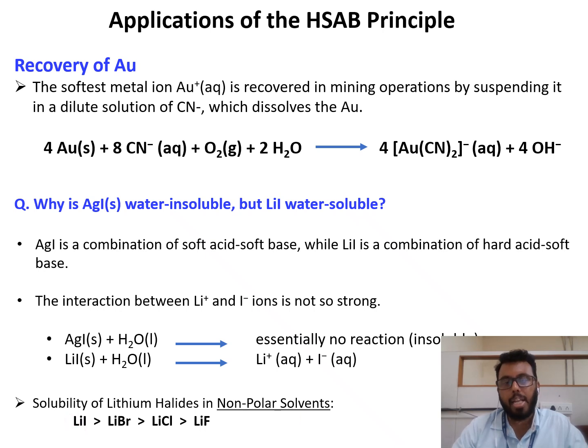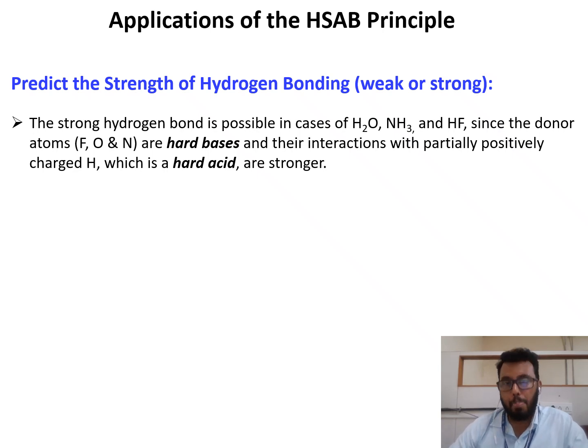So their reactivity or solubility follows the other way, from bottom to the top. Now, applications of the SAP principle, other than the stability of the complexes or solubility of the complex. This is the second one. It can predict the strength of the hydrogen bond. Whether the hydrogen bond is weak or strong, you can determine.